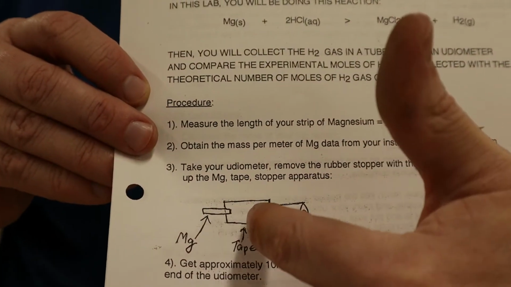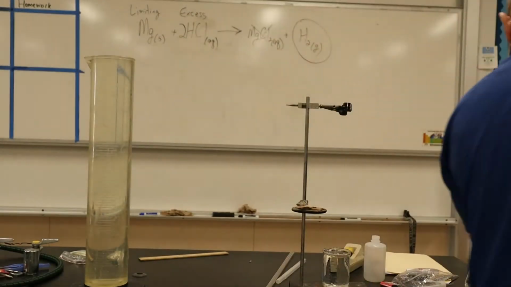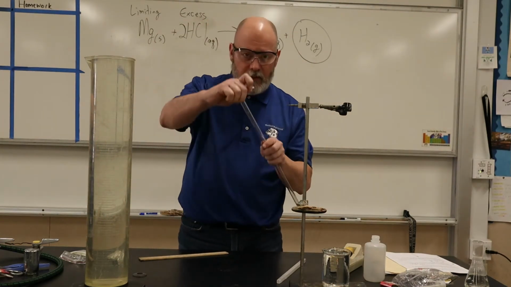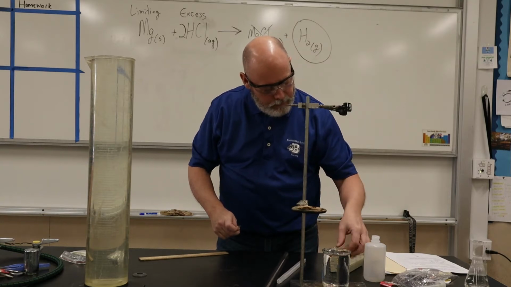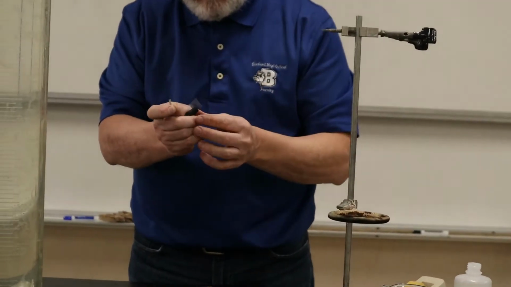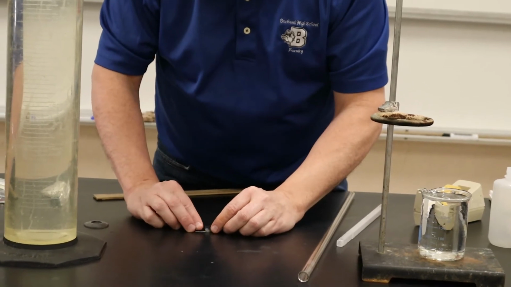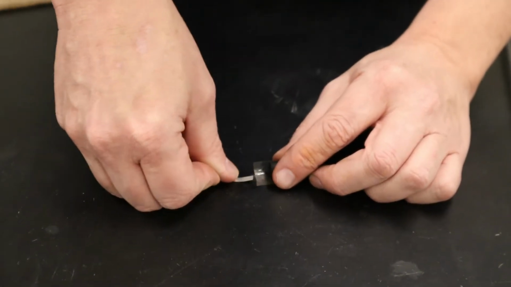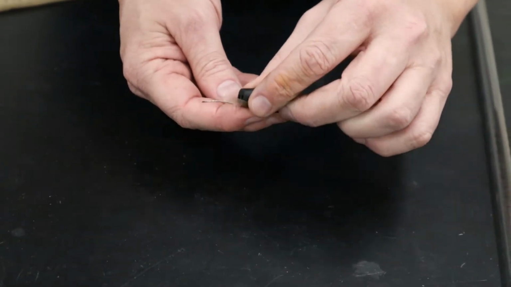If you look at this picture right here, we're going to attach the piece of magnesium with a piece of tape to a rubber stopper that has holes in it. Let me show you that. The magnesium strip that I just measured, the rubber stopper is in the eudiometer. We've got our piece of tape right here. Put the piece of tape on there, and the trick is to put just the end of the magnesium on the tape and get it stuck on there. That's a little bit too much. Like that. There we go.